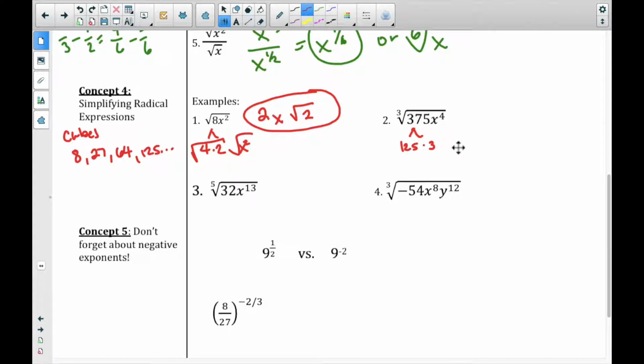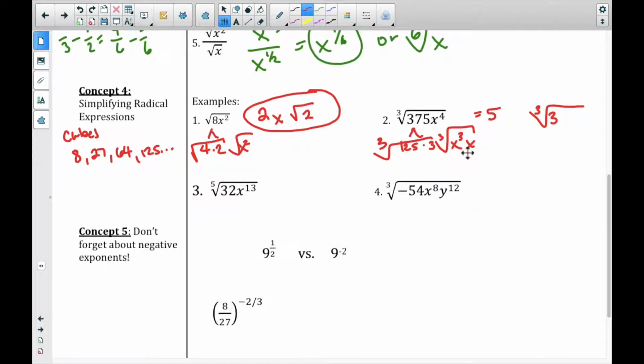And once again, with my x to the fourth, I'm looking for groups of 3. So I'm going to write it like this and show you what I'm going to do with this. This is the cube root of all of this. So I could write the cube root of this and the cube root of this. So what that's going to be, the cube root of 125 is 5. And then my other 3 here is stuck inside the radical still.